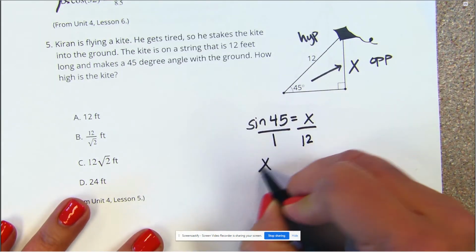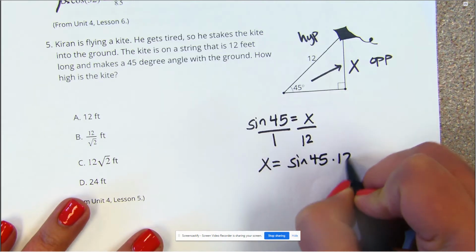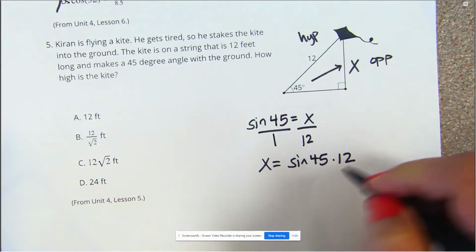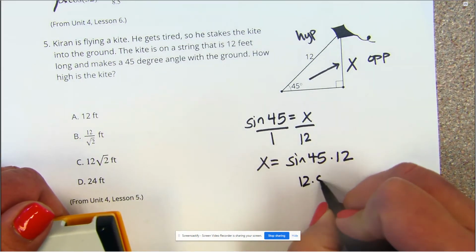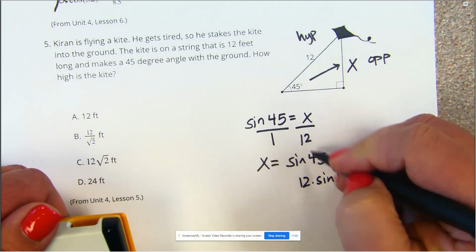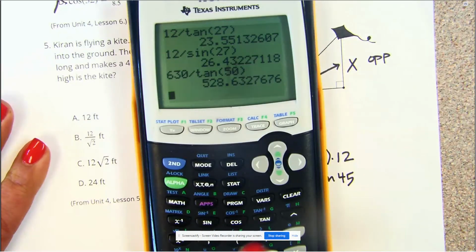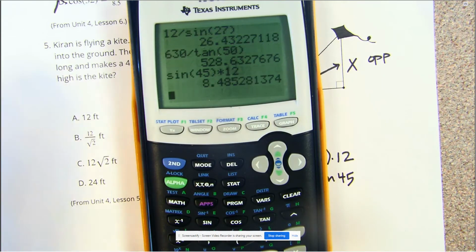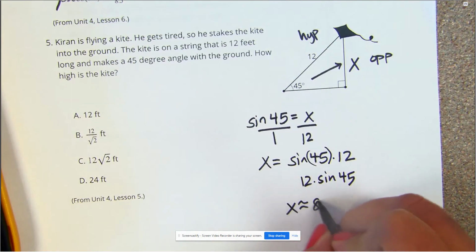So we've got x equals the sine of 45 times 12. Now, when you're typing this into your calculator, if you wrote it this way, you don't have to worry so much about closing that parenthesis. But on this, you've got to make sure you don't put the 12 in with the 45. Sine 45 times 12. 8.49. And then you're like, wait a sec, none of those answers say that.